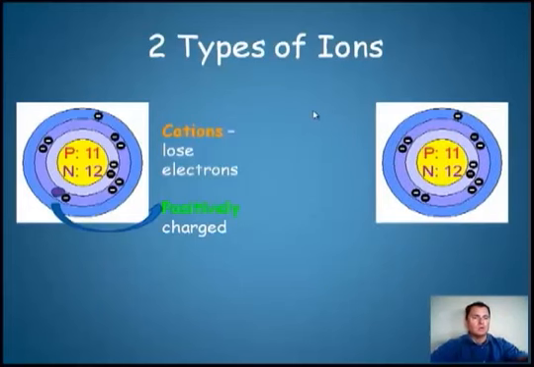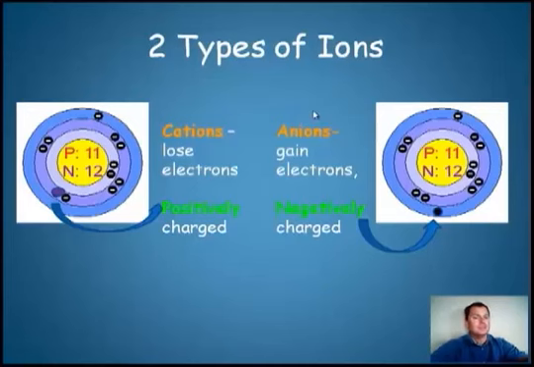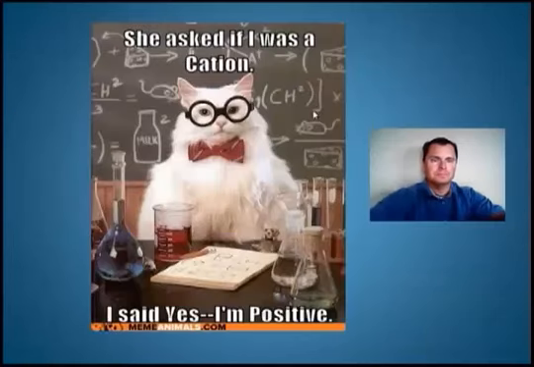The other type is what we call an anion. And anions gain electrons, so they gain a negative charge. Well, if you gain an extra negative, you'll have more negatives than positives, and you'll become negatively charged. Okay, so cations lose electrons, become positive. So cations are positive, and we generally find those on the left-hand side of the periodic table. Anions are negatively charged because they gained electrons, and we find those on the right-hand side of the periodic table.